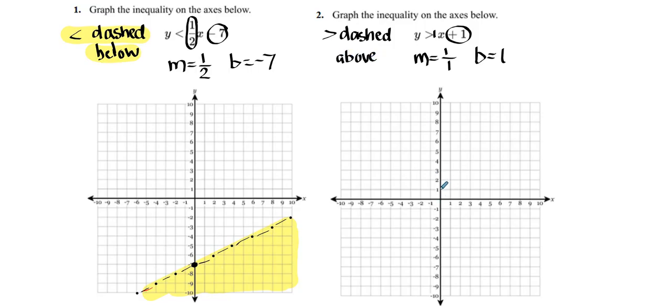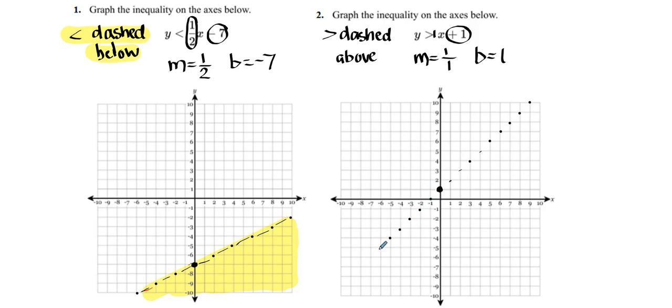So graphing this, I'll start at +1 because of my y-intercept, and then my slope is 1/1, so I'll go up 1, right 1, and I'll keep going up 1, right 1, as many times as the graph will accommodate. In reverse would be down 1, left 1, down 1, left 1.